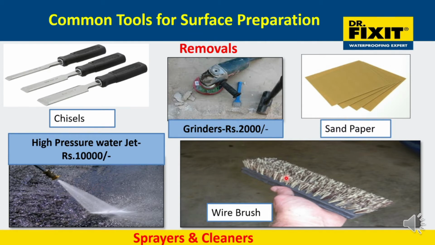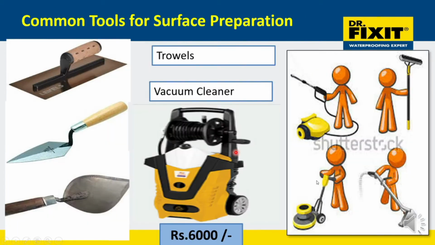These are the common tools which everybody knows, but I still like to focus on them in this presentation. We can also use different types of trowels and a vacuum cleaner. Vacuum cleaners play a very important role. It's around 6,000 rupees. When you want to clean the surface dust free and make it very clean and neat so that the coating can have proper bonding, vacuum cleaners play a very important role.